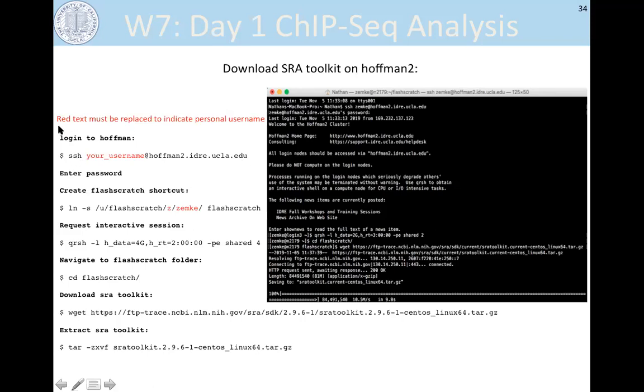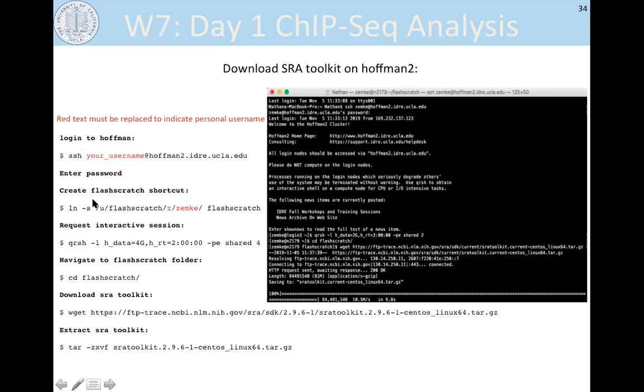But be aware that regions where there's red text, you're going to have to alter the command. So for example, this first command that I put to log into your Hoffman server, you're going to need to replace your username with your actual username. So what we're going to do right now is log into Hoffman. Of course, you need to use your password. Hopefully everybody knows their password.